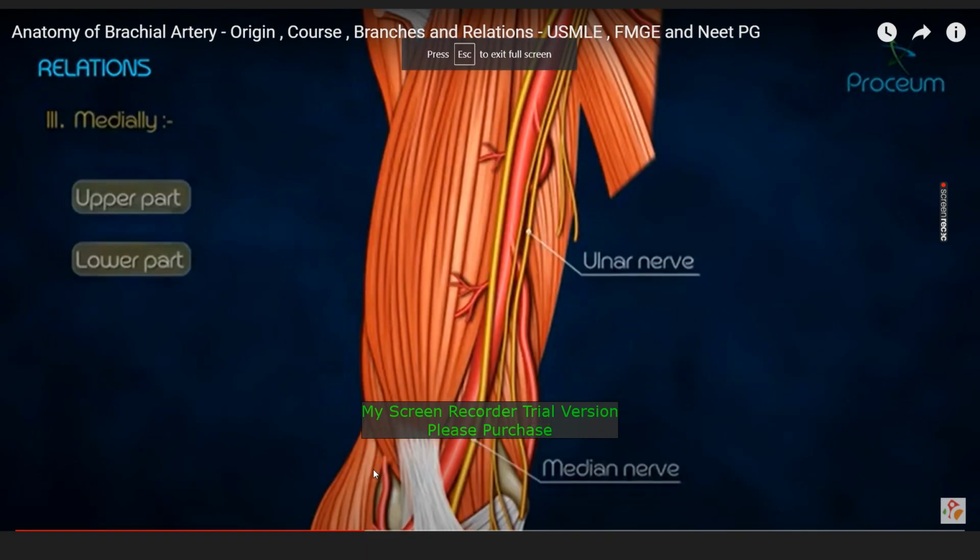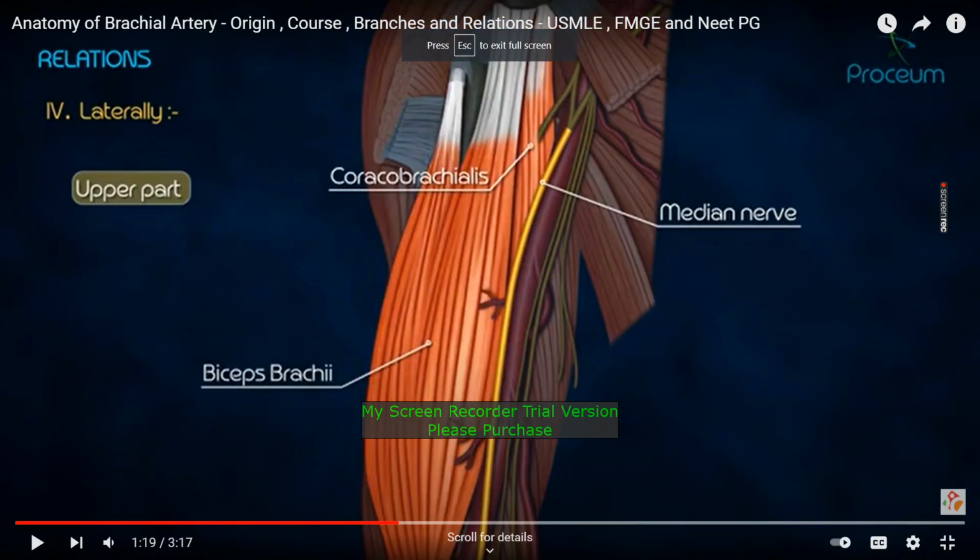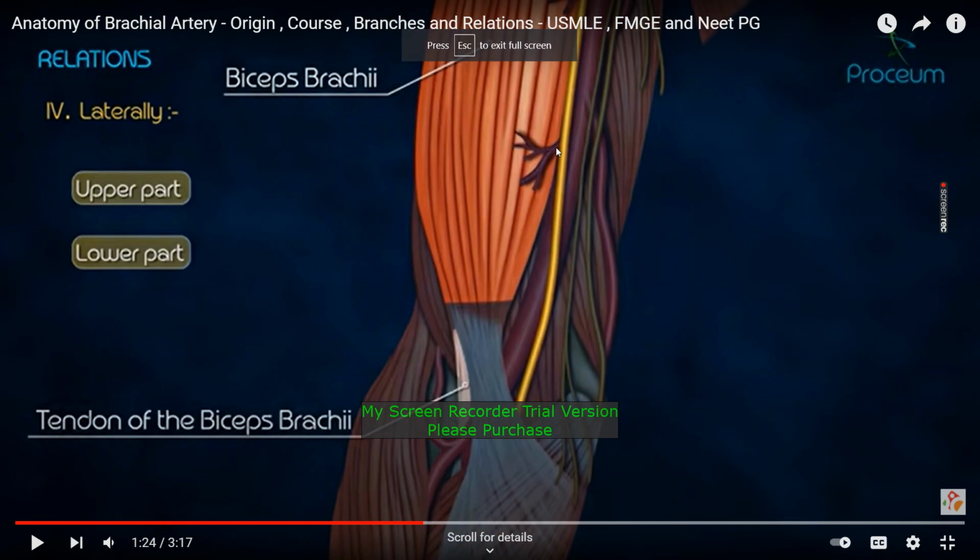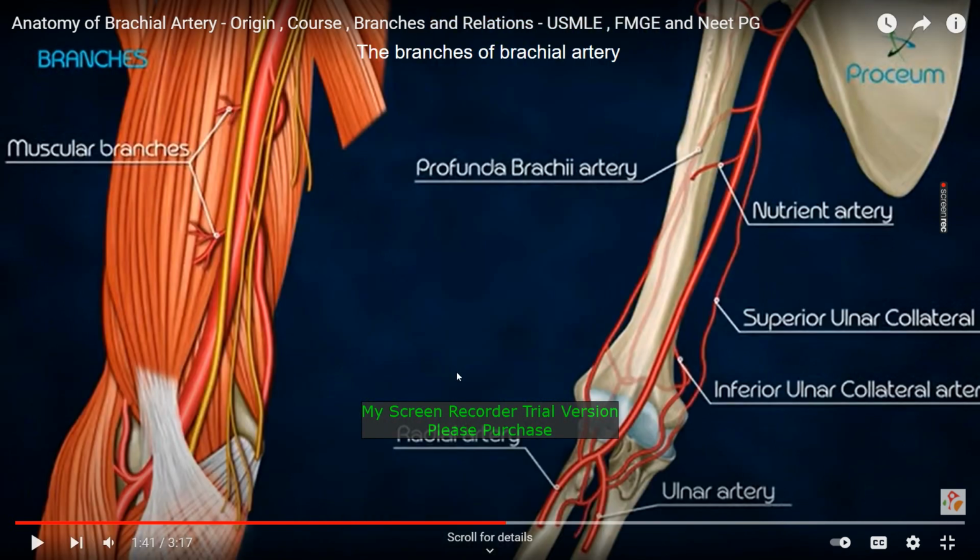On the medial side, it has the ulnar nerve on the upper part, and in the lower part, it has the median nerve. On the lateral side, it has the coracobrachialis muscle and biceps brachii, as well as the median nerve on the upper part, whereas on the lower part, laterally it has the tendon of the biceps brachii. Now let's discuss the branches of the brachial artery.